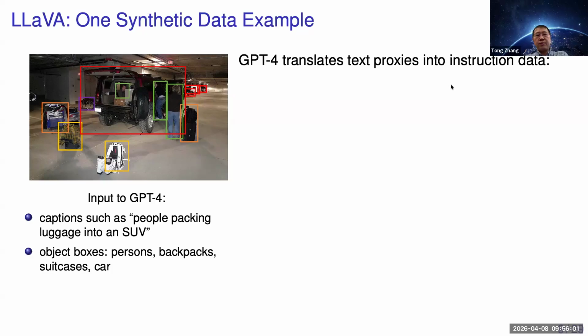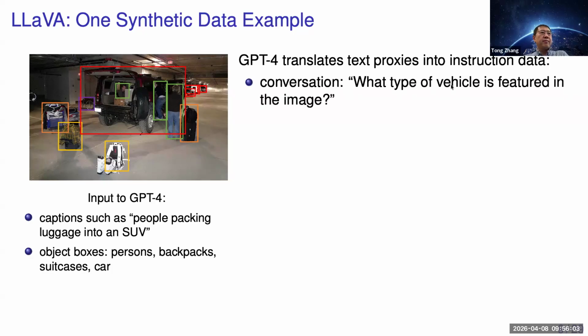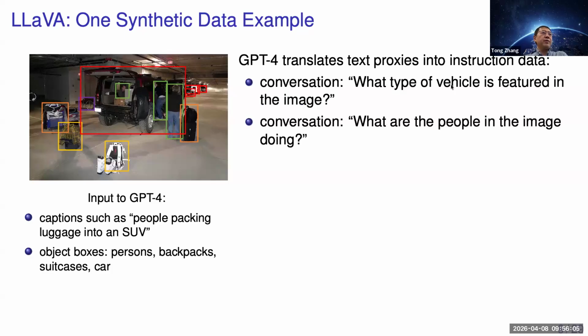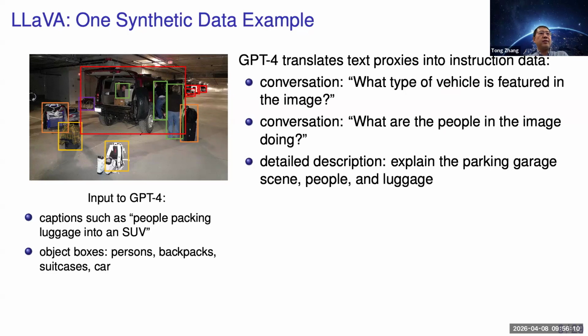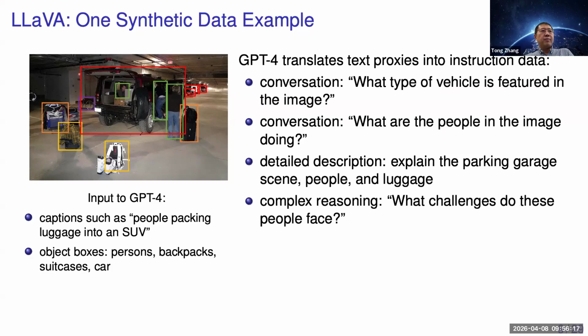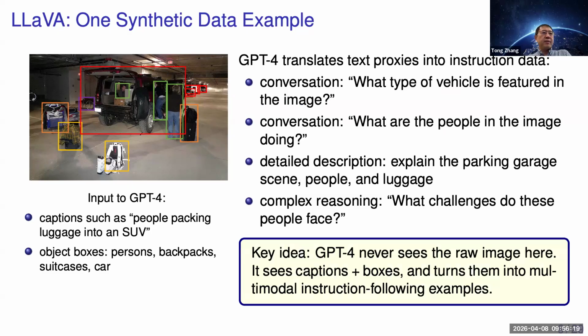Then you translate it into instruction data. Basically, what types of vehicle is this? What are the people in the image doing, detailed expression and so on. So basically, this is just giving some sense of what the image looks like. But GPT doesn't need to see the image; it just sees the text distribution as well as where these objects are, the boxes. Starting from that, it starts to generate instructions.